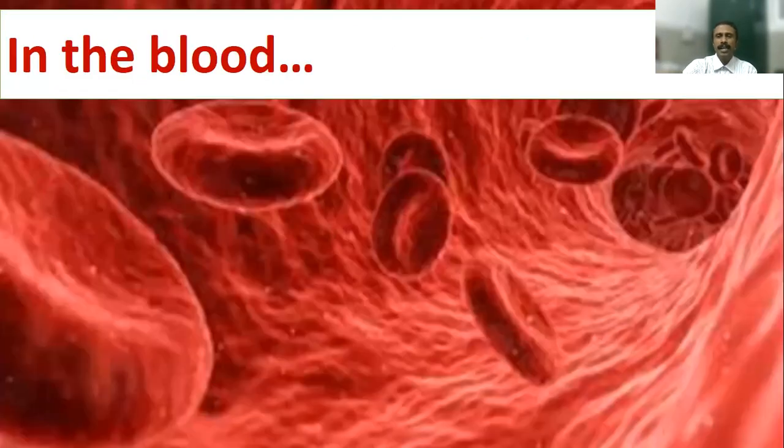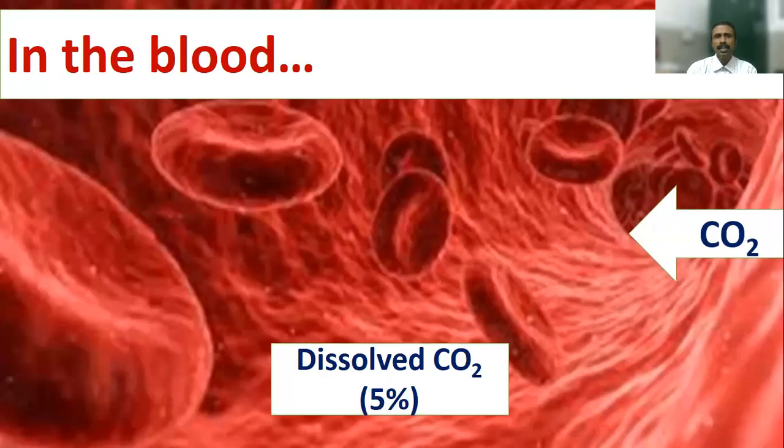Once carbon dioxide enters the blood, it can remain in the plasma in the dissolved state itself, and then move along the circulation to the pulmonary circulation, and then across the alveolo-capillary membrane and get exhaled from the lungs. But the fraction of carbon dioxide which is transported in this form, that is the dissolved carbon dioxide, is quite less. It's only about 5%.